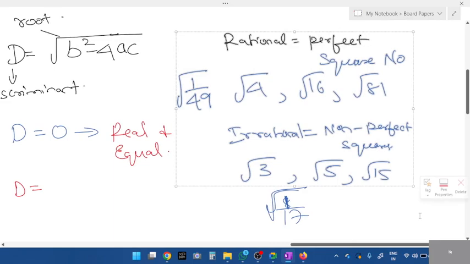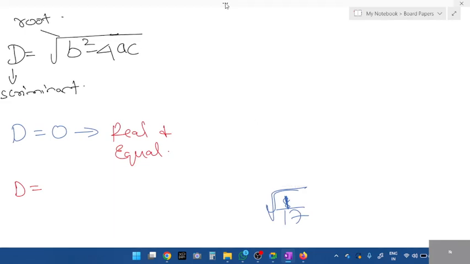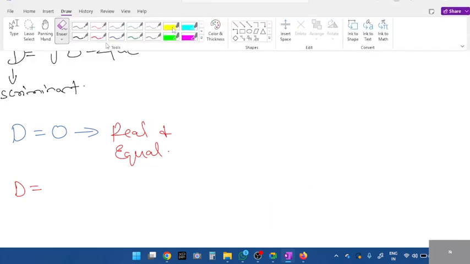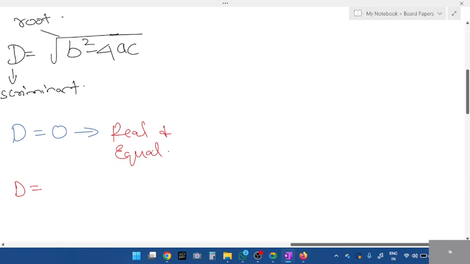Okay, now below this, students, whatever answer the D value gives, there are 3 types. This is the most important part now. Instead of asking you to solve, they'll give you 4 options. If after solving the answer is 0, we call it real and equal. Whenever you get 0, remember it is equal, students.